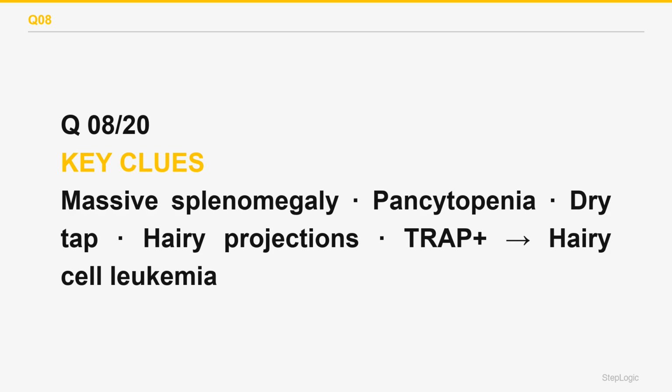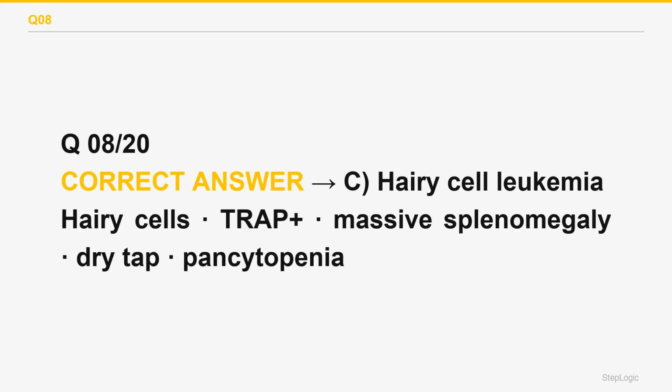The marrow is so infiltrated with fibrosis that aspiration fails, the classic dry tap, requiring a biopsy. Notably, lymphadenopathy is usually absent. The correct answer is C. Hairy cell leukemia is driven by the BRAF V600E mutation and responds dramatically to the purine analogs cladribine or pentostatin.